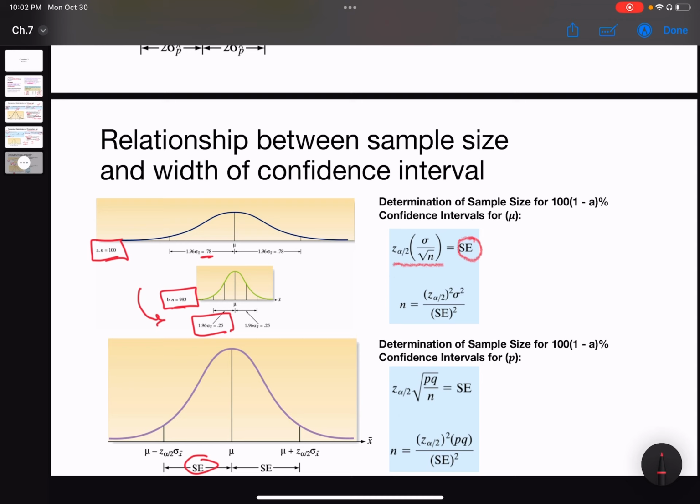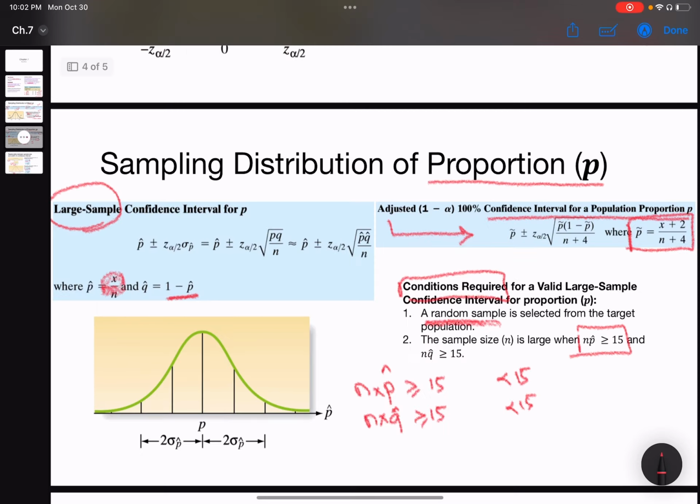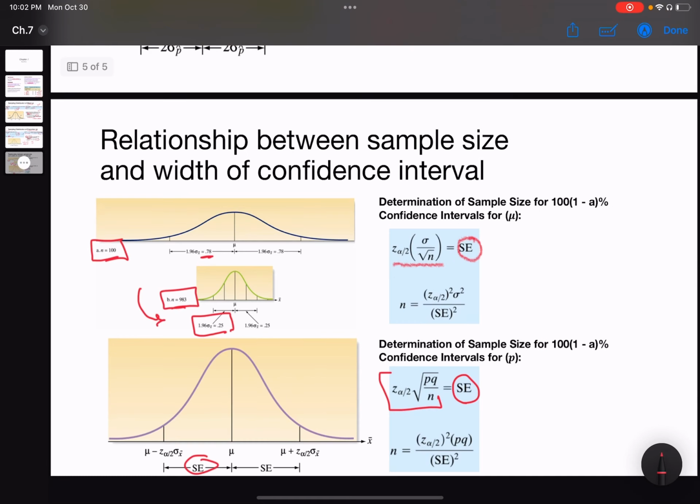Same as for proportion, we can calculate the SE using the second term of the formula. And we can get the minimal, or the best, sample size using this formula.